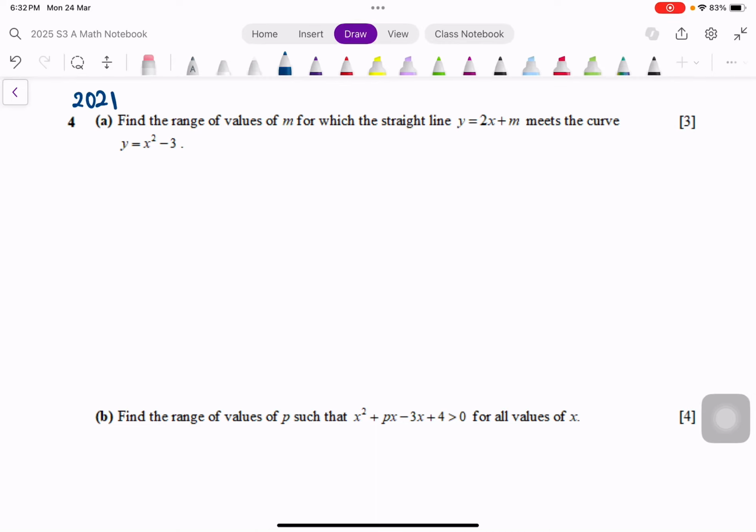Okay, now let's take a look at question 4. So find the range of values of m for which the straight line meets the curve. So the straight line meets the curve. Now, this curve is like that.